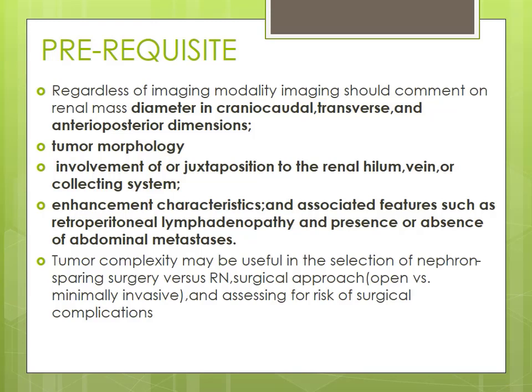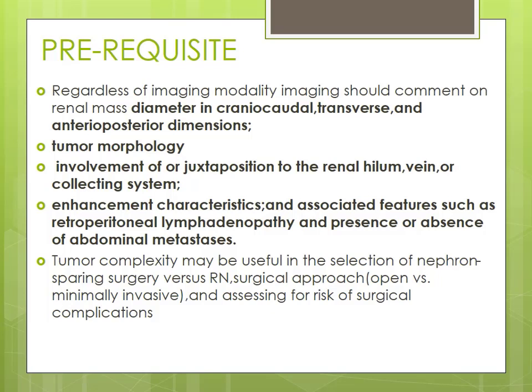Now, why is radiology so important? First of all, whenever radiology for a malignant renal mass is performed, these parameters are very important to know. We should definitely know the renal mass diameter in craniocaudal, transverse, and anterior-posterior dimensions, its morphology, involvement or juxtaposition to the renal hilum, vein, or collecting system, its enhancement characteristics, and associated features such as retroperitoneal lymphadenopathy and the presence or absence of abdominal metastasis.